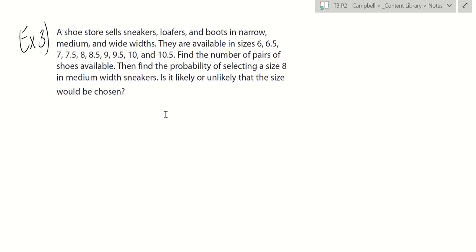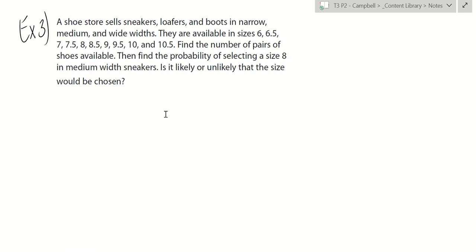Example 3. A shoe store sells sneakers, loafers, and boots in narrow, medium, and wide widths. They're available in sizes 6, 6.5, 7, 7.5, all the way up to 10.5. Find the number of pairs of shoes available, then find the probability of selecting a size 8 in medium width sneakers. Is it likely or unlikely that the size would be chosen?